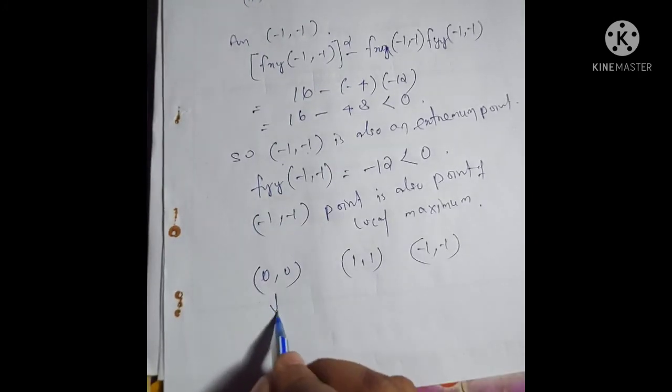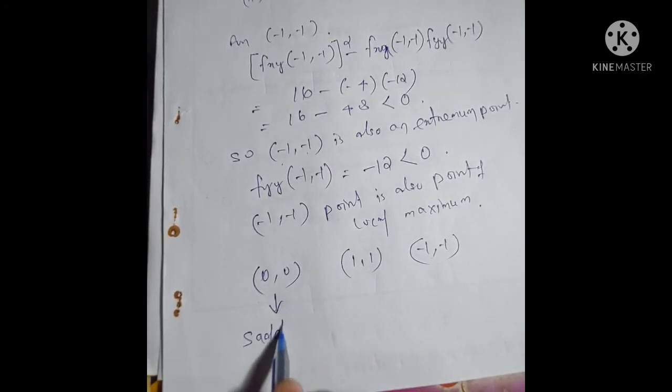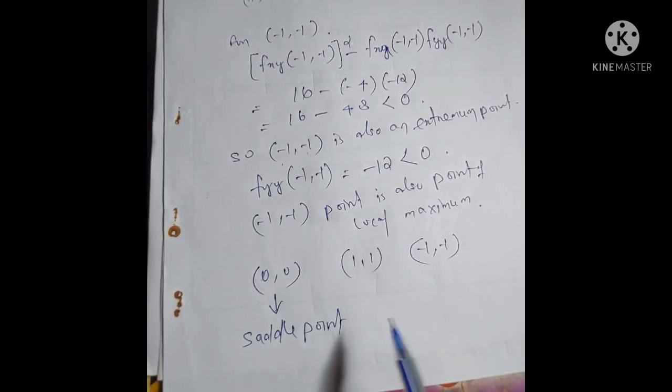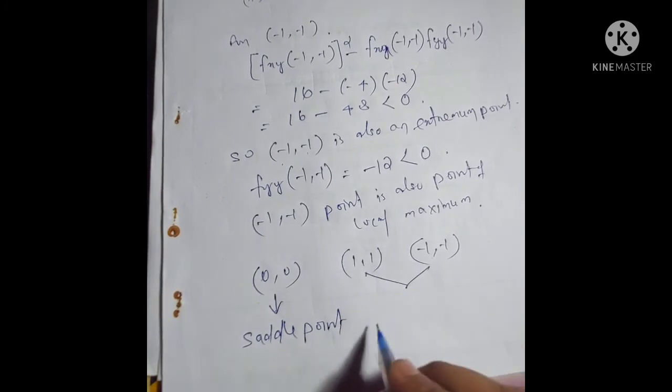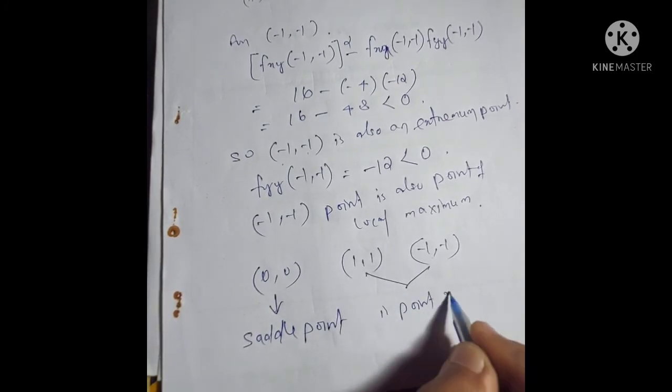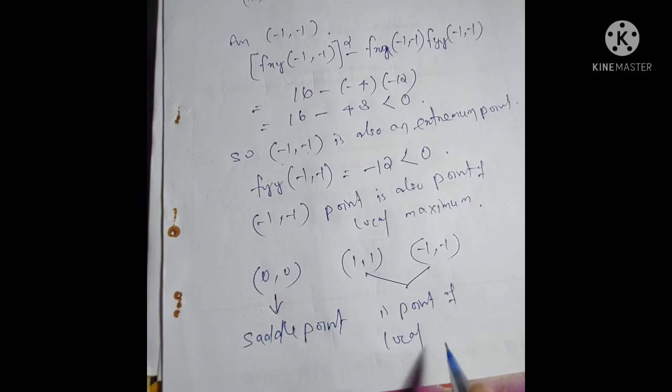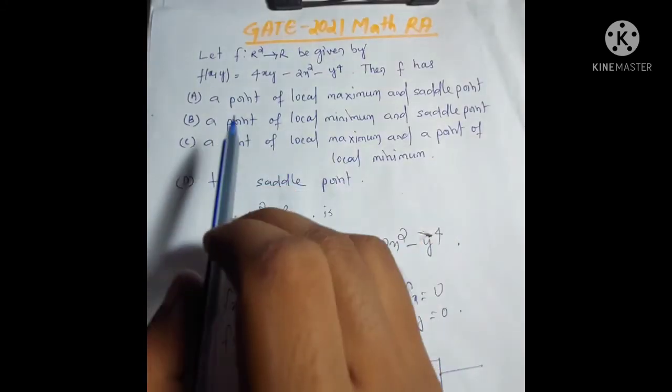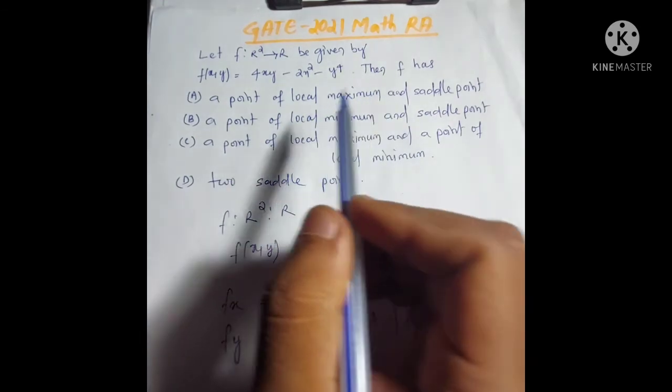So we have three critical points, (0, 0), (1, 1) and (minus 1, minus 1). Here, the point (0, 0) is the saddle point, and (1, 1) and (minus 1, minus 1) are points of local maximum. So we have one saddle point and two local maximum points.